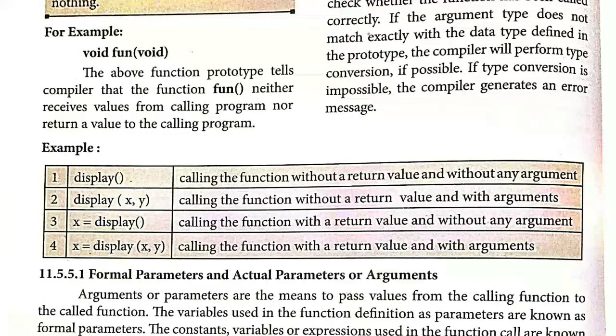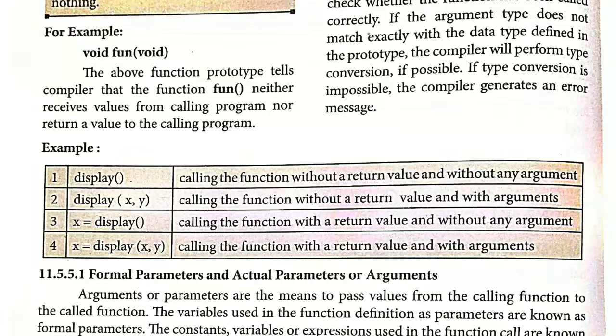So next, this fourth one is x is equal to display of x comma y. This function is getting some input x comma y from the user and providing the output as a return value, which is stored in x.